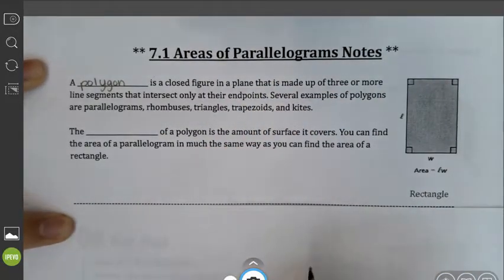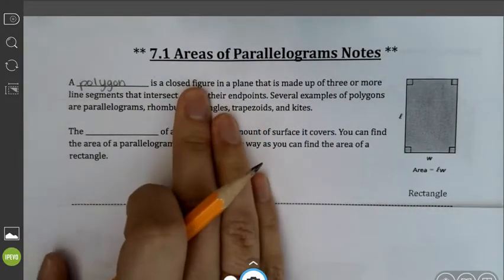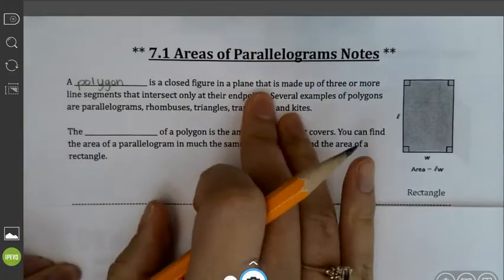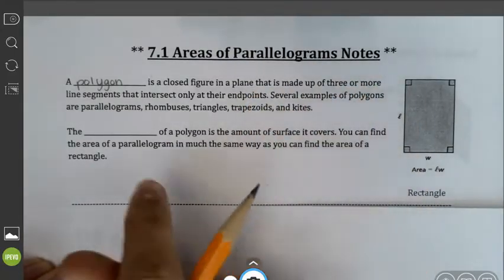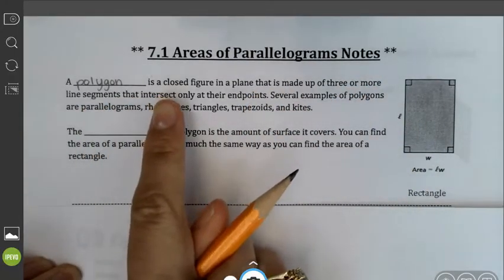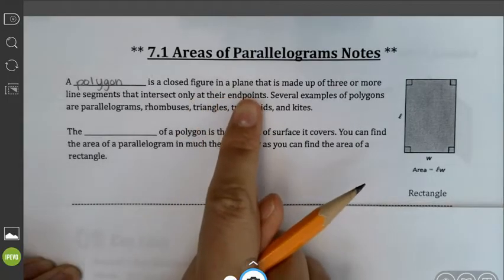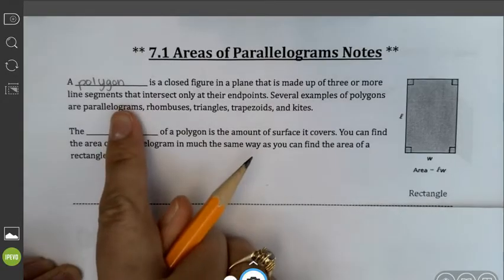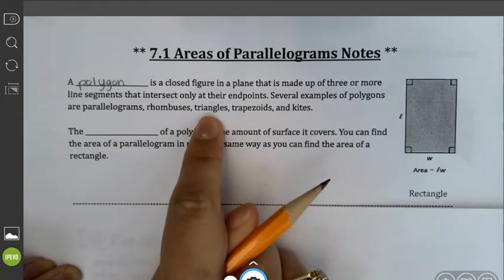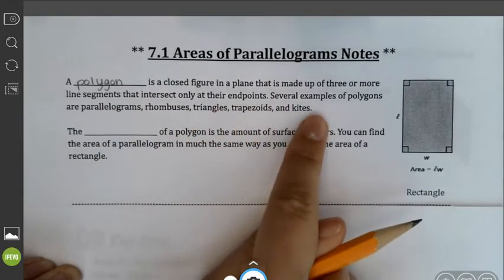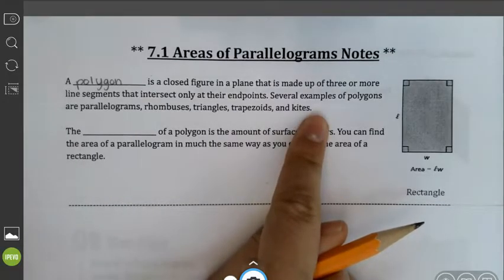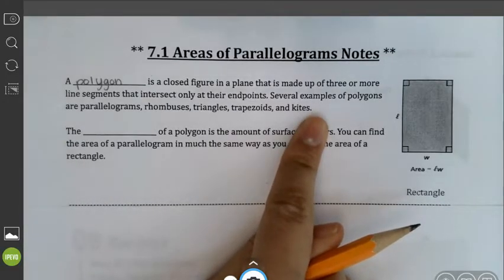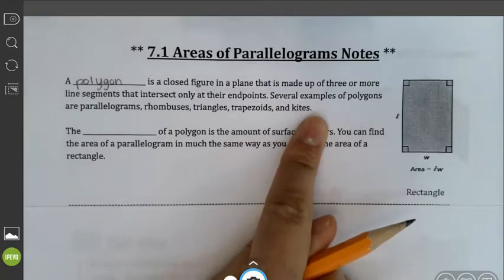A polygon is a closed figure in a plane that is made up of three or more line segments that intersect only at their endpoints. Several examples of polygons are parallelograms, rhombuses, triangles, trapezoids, and kites. Basically, if you were going to talk to anyone on the street about a polygon, you would be referring to shapes.